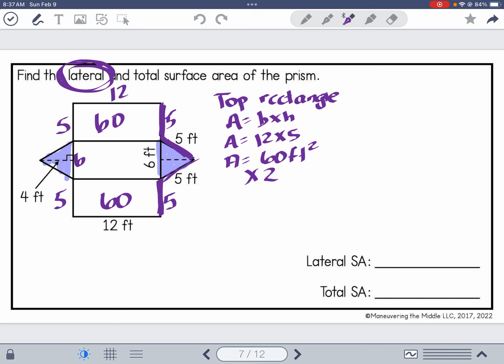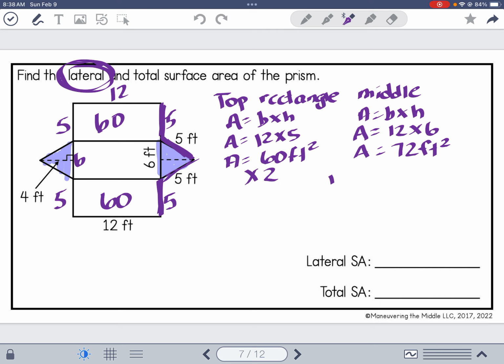Now let's do the middle. Area equals base times height. Area equals 12 times 6. Area equals 72 feet squared. Now we add that together, so we have 120 plus 72 equals 192. So the lateral, I forgot to write that inside, is 192 feet squared.